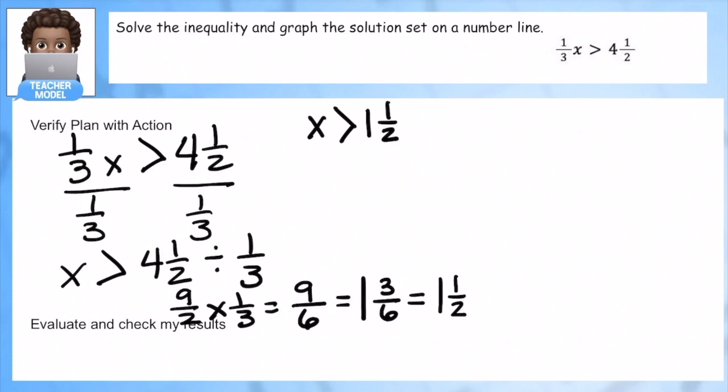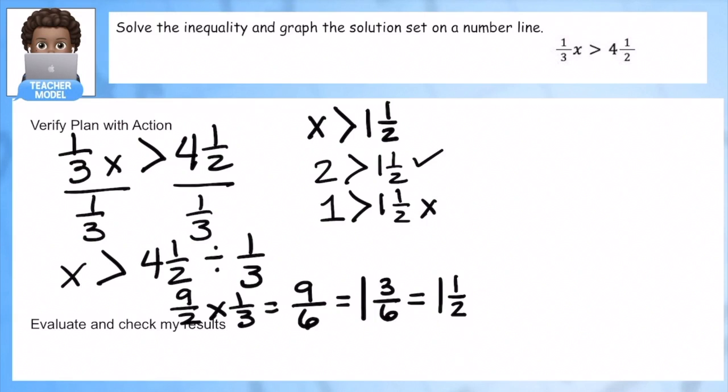We'll make this a true statement. Try this out. Let's try a number greater than 1.5. Let's try 2. Is this statement true? 2 is greater than 1.5. Yes. 5 is greater than 1.5. Yes. What if you tried a number that was smaller than 1.5? Let's try 1. Is 1 greater than 1.5? No. So we want every number as long as it's bigger than 1.5.